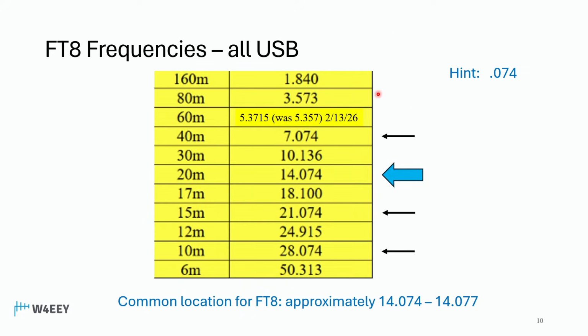Now, here's a listing of FT8 frequencies. FT8 is one of the modes we're going to be talking about. You notice that on some of the bands, the default, or the watering holes, the place where people go to communicate, on 40 meters, you'll notice that .074 keeps appearing over and over again. So if you can kind of remember the .074, that'll answer one or two pool questions for you. And there's specifically one that asks about 20 meters. And it goes something like this: common location for FT8, approximately 14.074 to 14.077.